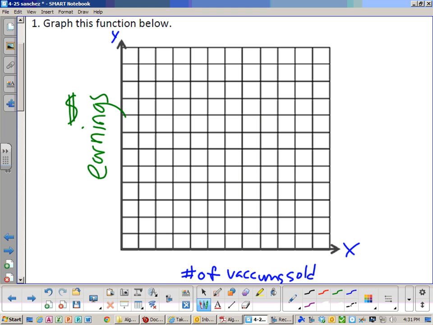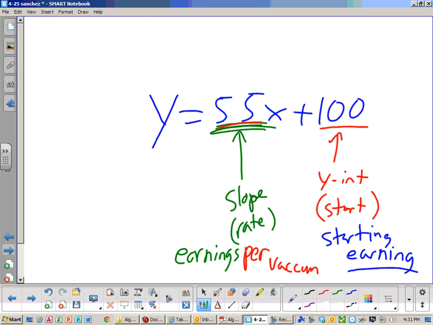So we got earnings and the number of vacuum cleaners sold, but now they don't have numbers. Man, they weren't even nice enough to do that. Well, this is easy. Let's just say 1, 2, 3, 4, 5, 6, 7, 8, 9, 10, 11, and 12 vacuums sold. All right. Over here, what should I put? Well, I know we're going to start at 100, right? That's what we said earlier.